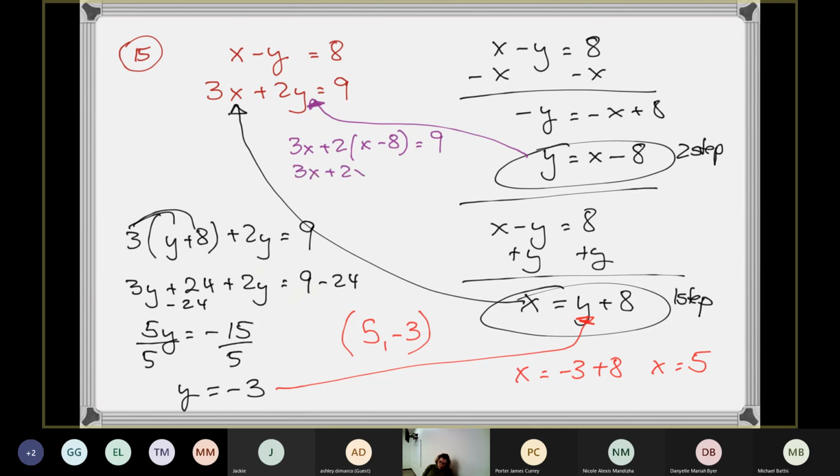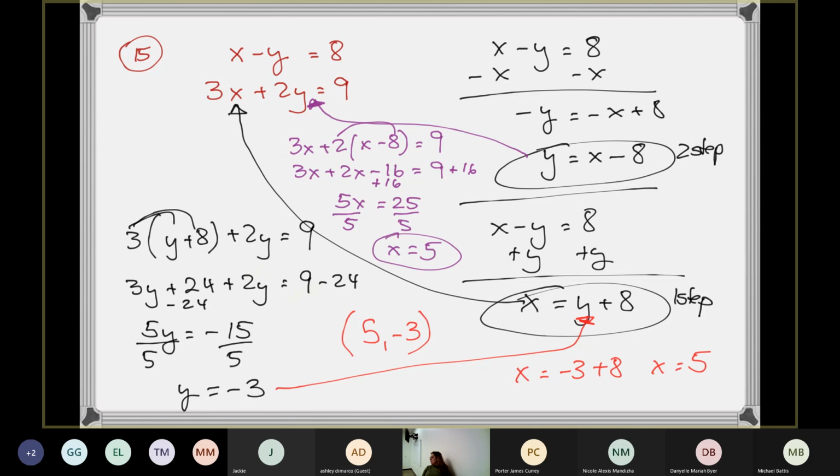3x plus 2x minus 2 times 8 is what? 16 equals 9. 3 and 2 is 5x. And we add 16 to both sides. 5x equals 25. Divide by 5. x is equal to 5. You see, we get the same answer.